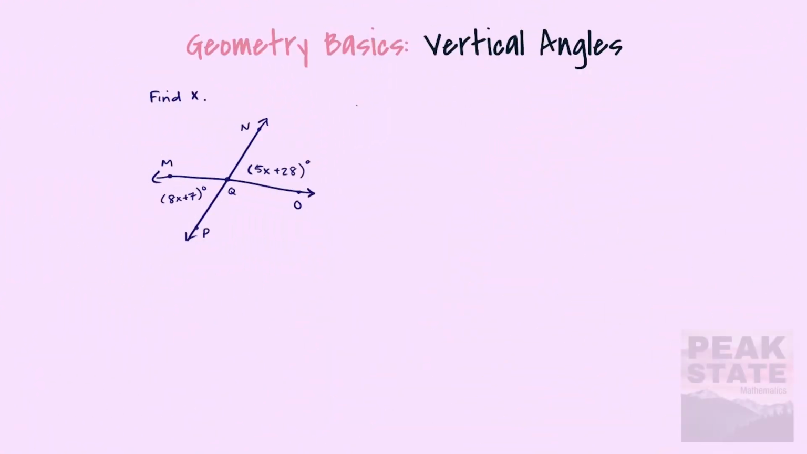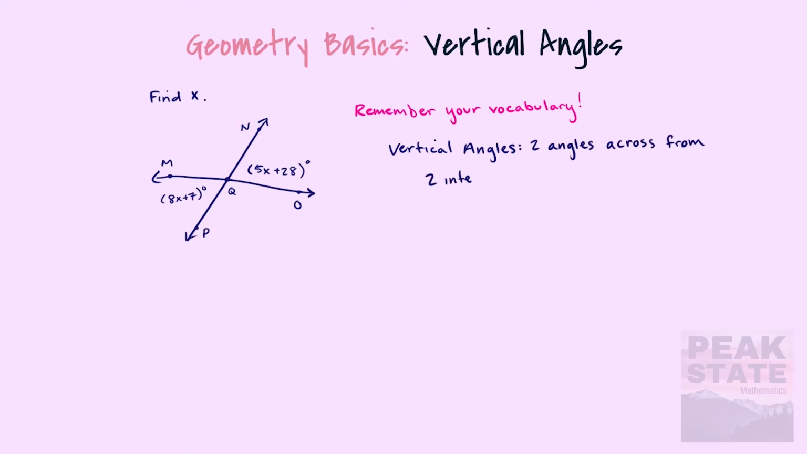Welcome back to Peak State Mathematics, and vertical angles is the topic today. You got to remember your vocabulary. What is a vertical angle? Well, vertical angles are those two that are directly across from each other. Anytime you have two intersecting lines, in this case, it's kind of that left and right is the ones we're looking at. And the important thing to remember is that vertical angles are congruent. Yes, that means that they are the exact same angle measurement.